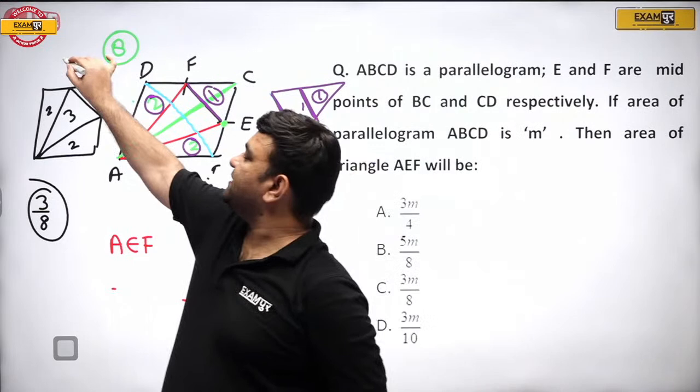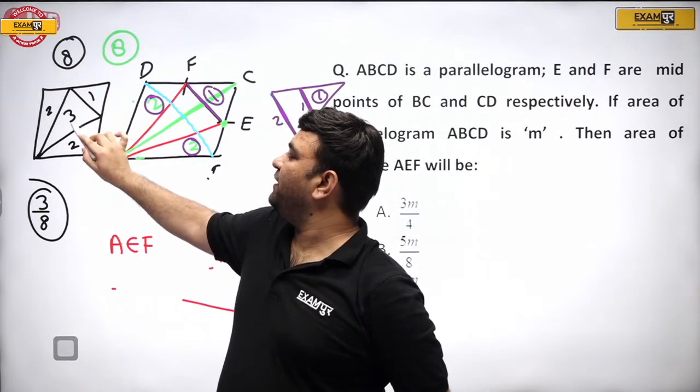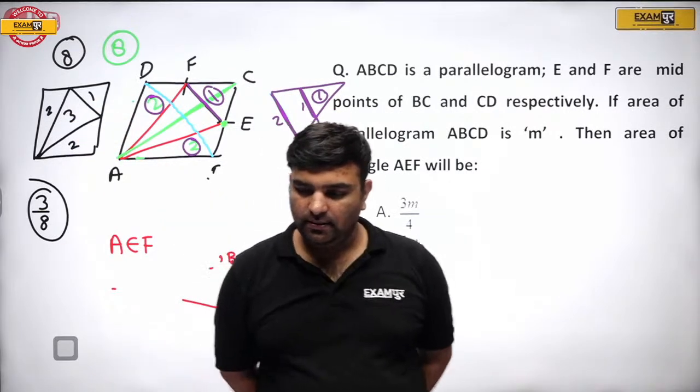We have assumed the total as 8. So this is 2, this is 2, 4, this is 5, so remaining is 3. 3 by 8.